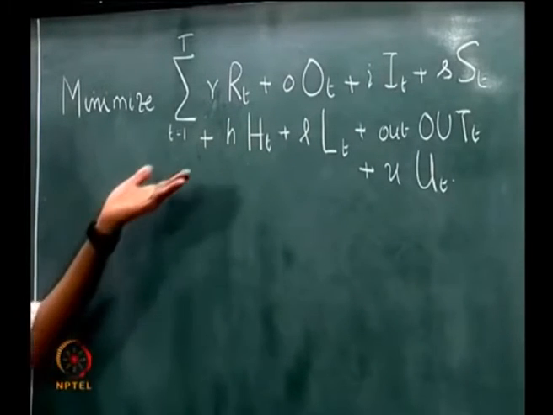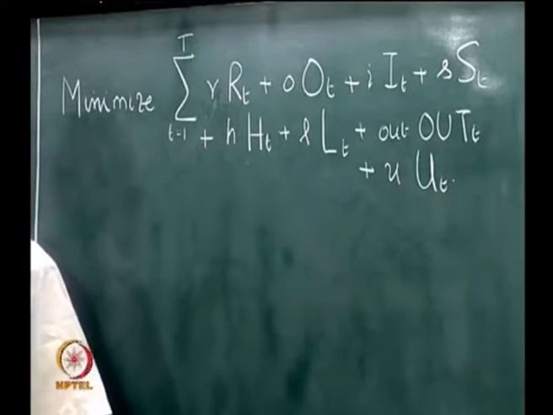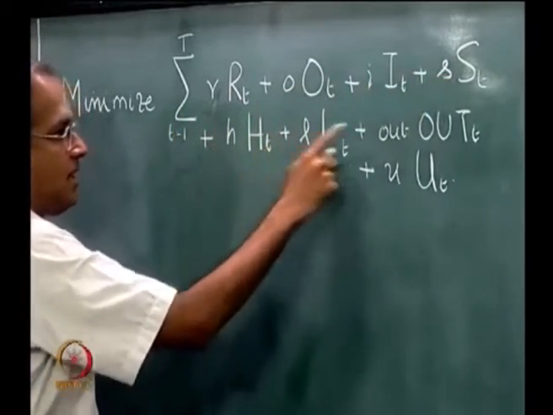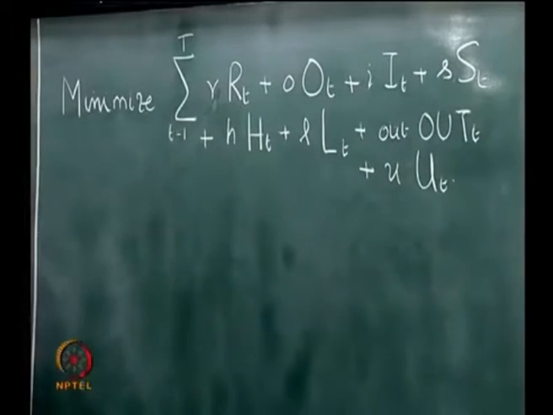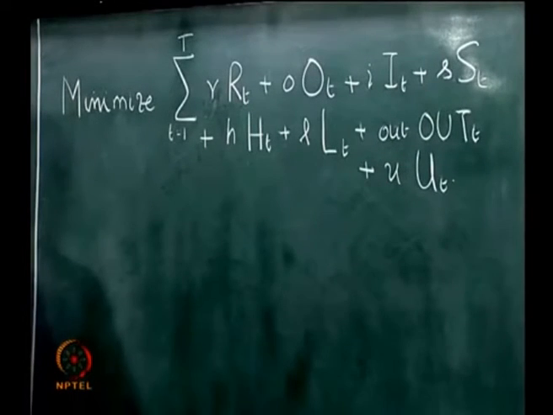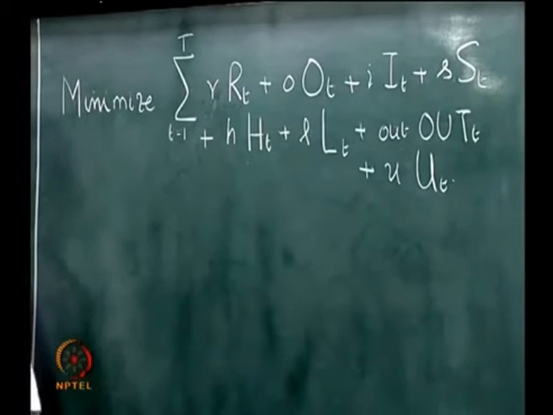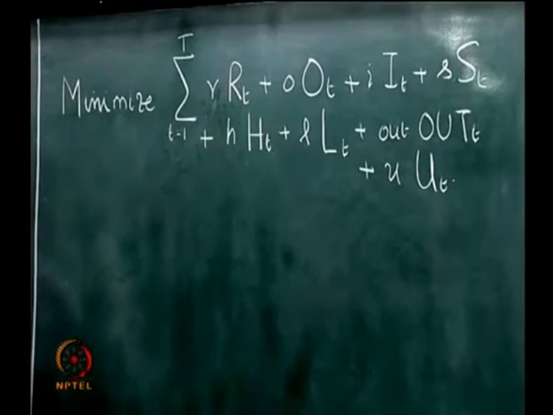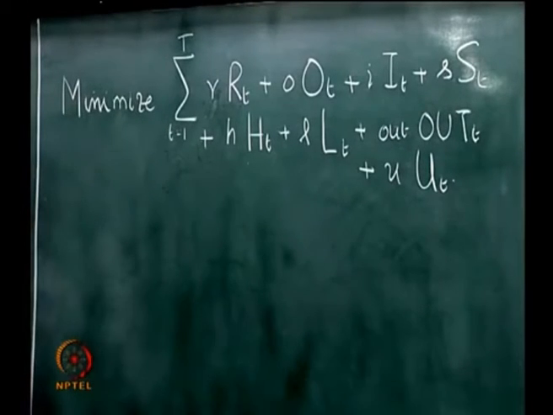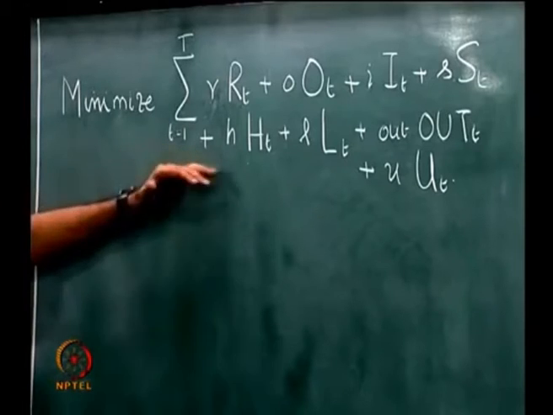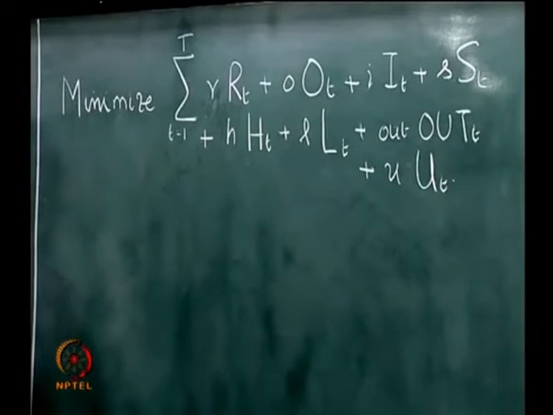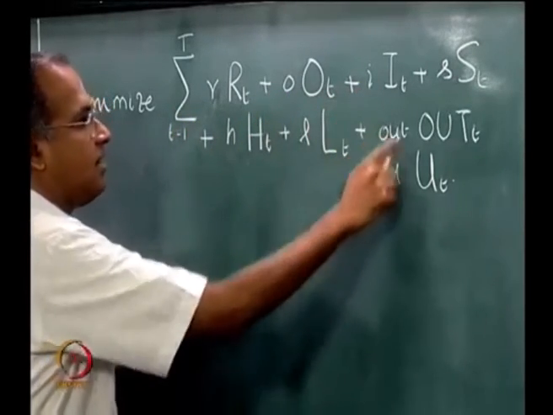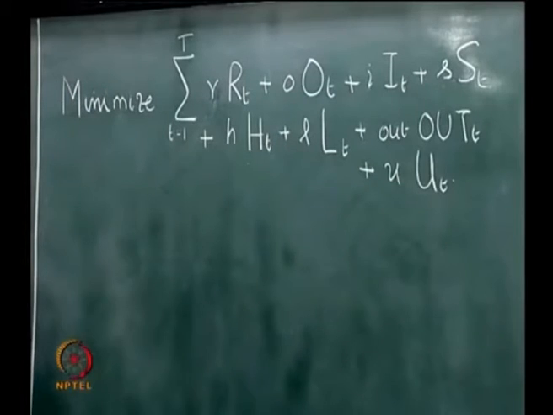Now obviously, when we have to solve this linear programming problem, it is necessary to know the values of r, o, i, s, h, l, out and u, and these will have to be provided by the organization for which an aggregate plan is being made. Now let us ask ourselves two things. Let us first try and question the linearity assumption in the objective function, and then let us also ask a question as to how does one go about finding out or computing the actual values of these coefficients.